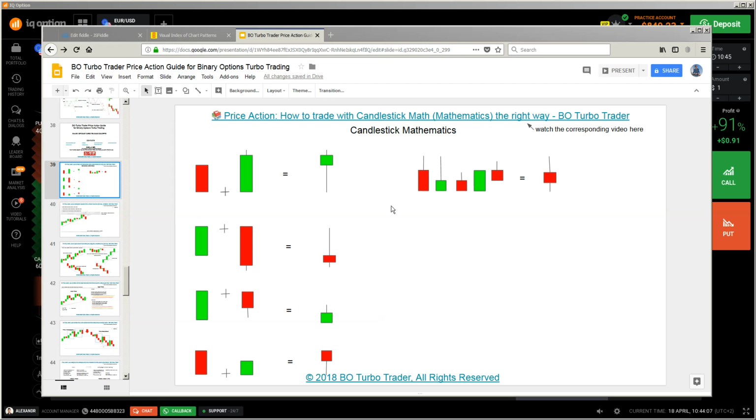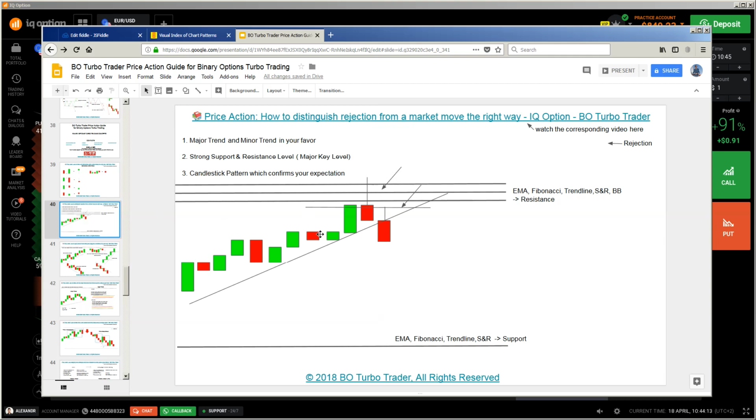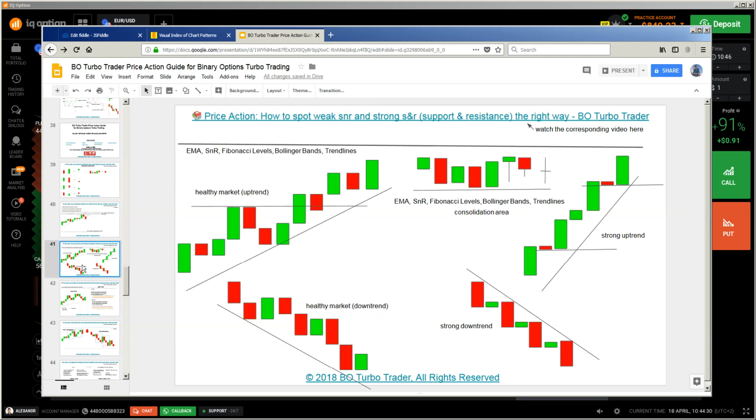So watch this video, and then watch also the video about the rejection, what a rejection is, because a rejection is one part of a trading setup, one of those four parts: the trend, the key level, and the candlestick pattern, and then the last confirmation is done by the rejection, and this is also important. And then watch this about market condition.